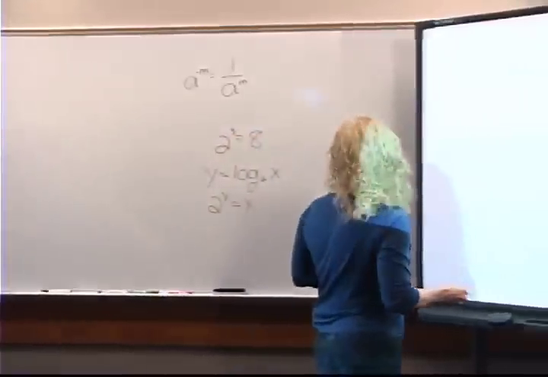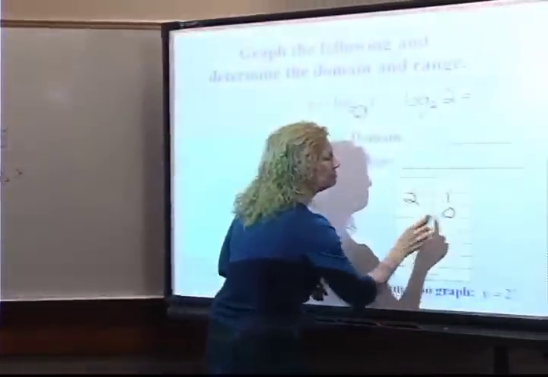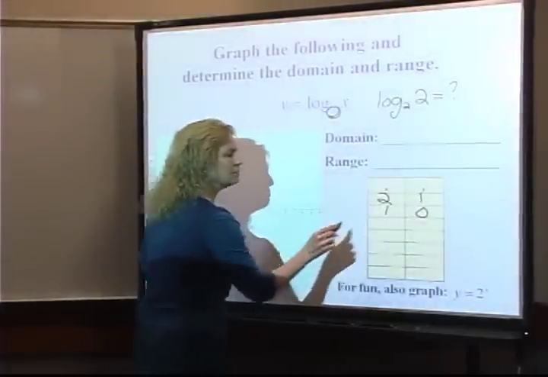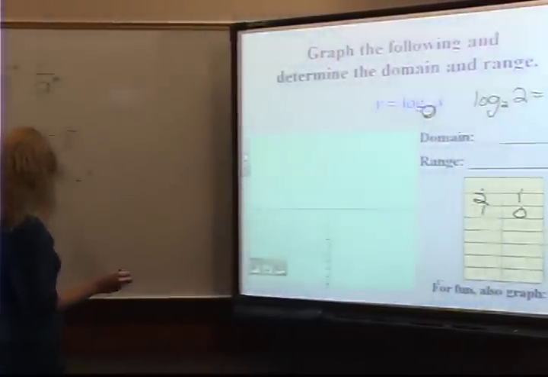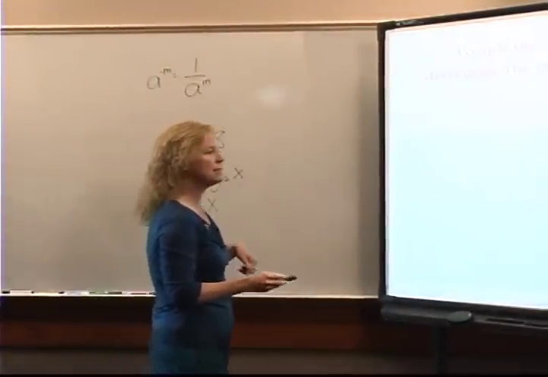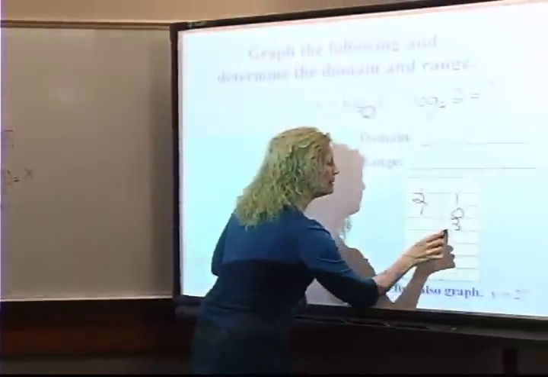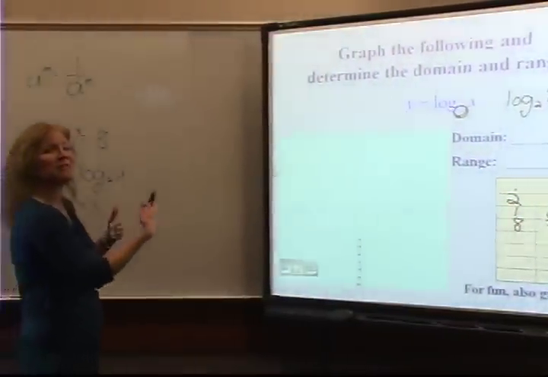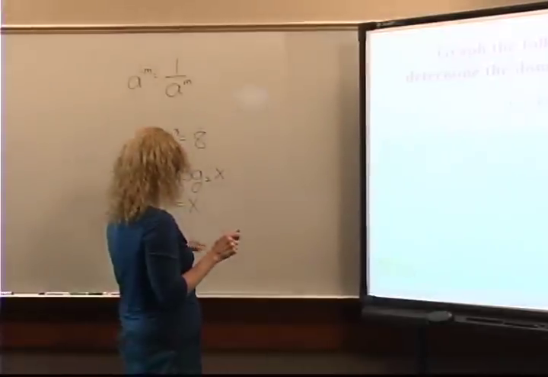Like y could be 0. What's 2 to the 0? 1. y could be 3. 2 to the third is 8. It does seem weird writing these backwards in our table. You just have to pay attention to what the y, what the x numbers are.